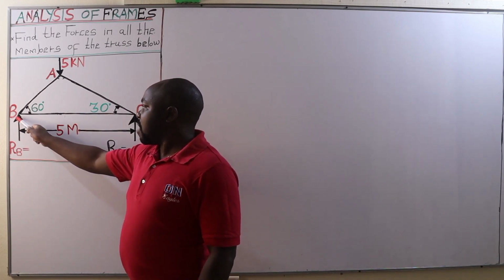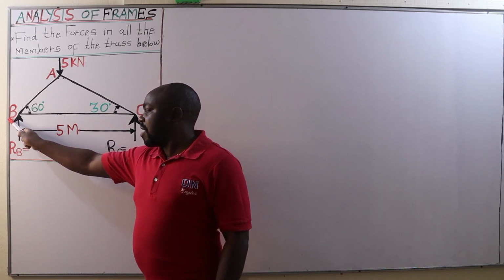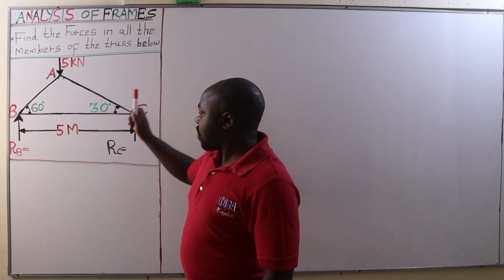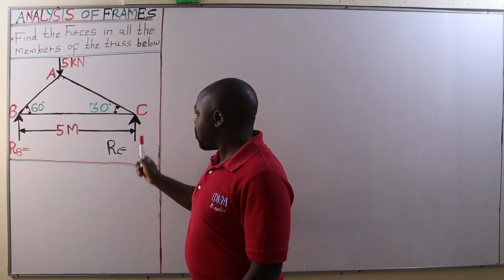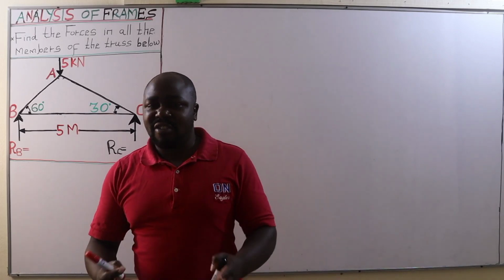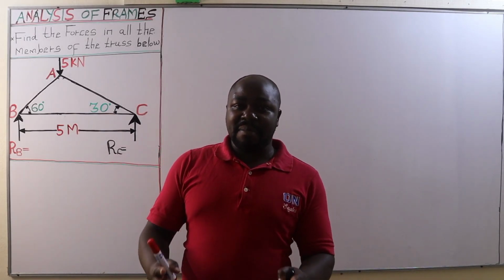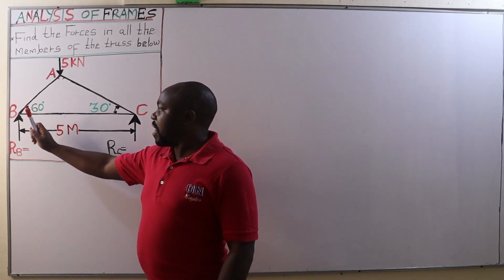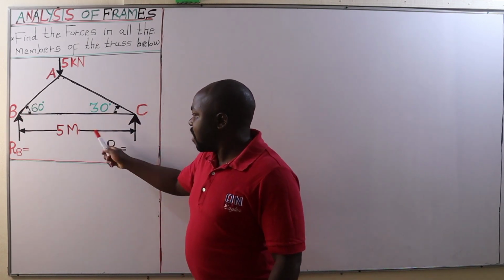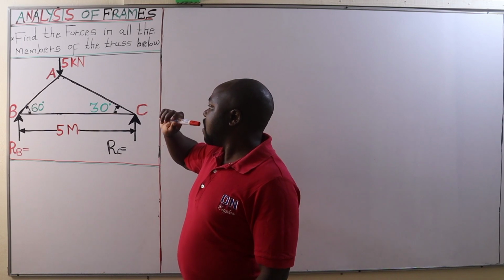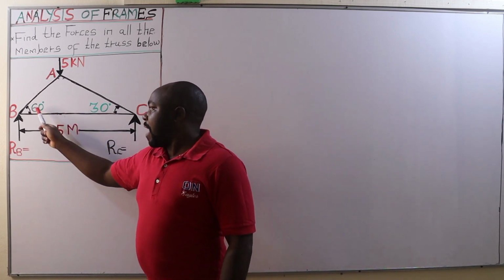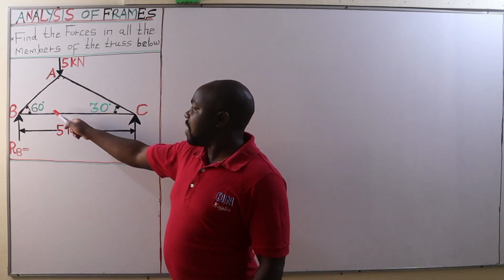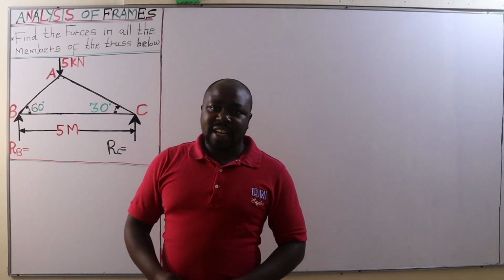It is supported on its joints B and C with two supports, and these supports can either be columns, walls, or beams, either of them. The length of member BC is 5 meters. The angles B and C are 60 and 30 degrees respectively.